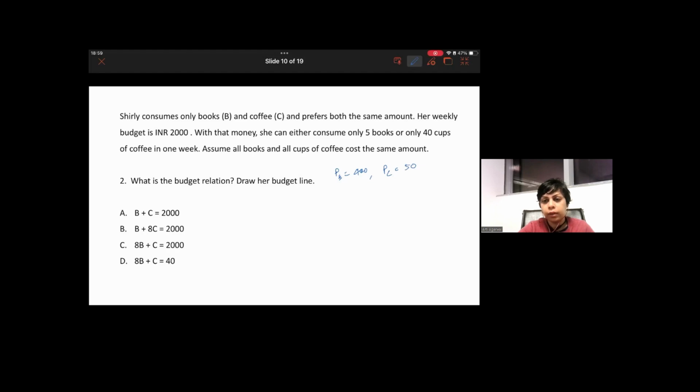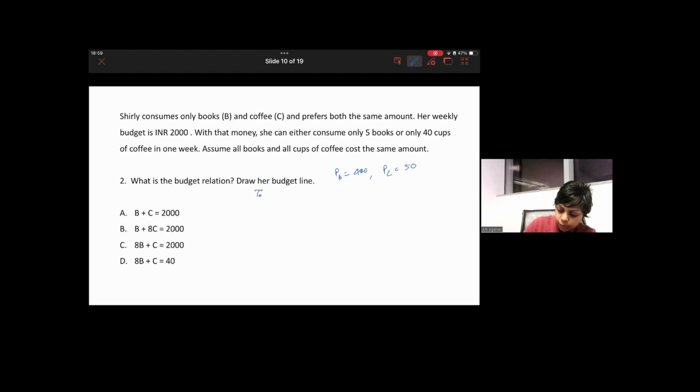Okay, some people have answered. Others? Okay, so let's see how we are going to do this. What is the basic fundamental equation? The basic fundamental equation is the constraint, right? What is the budget basically? She can't overshoot her total expenditure of 2000 rupees, right? That is the constraint which we are working with.